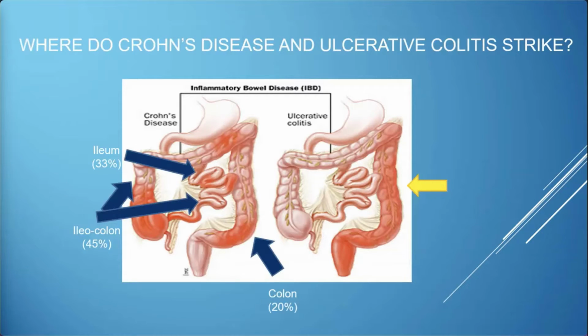This slide shows the areas that are affected by Crohn's disease and ulcerative colitis. On the left-hand side of the slide, you can see Crohn's disease. There is about 45% ileocolonic involvement. There's about 33% which is actually terminal ileal disease, and only about 20% colonic disease in Crohn's disease. With ulcerative colitis on the right-hand side, you can see it's an extensive, continuous involvement and can involve the entire intestine, which is then known as a pancolitis.